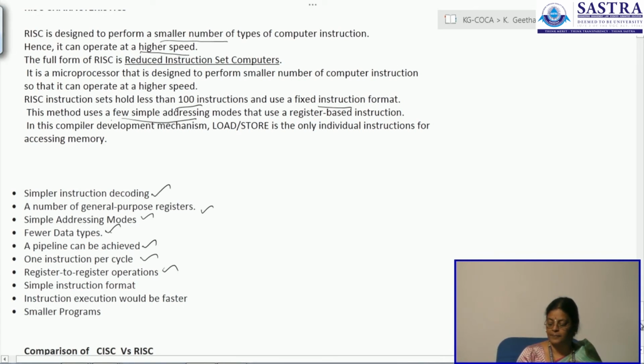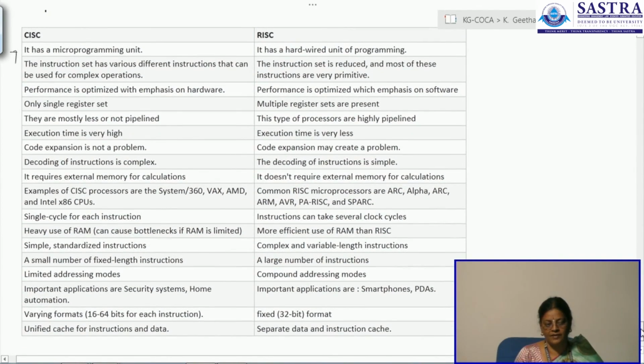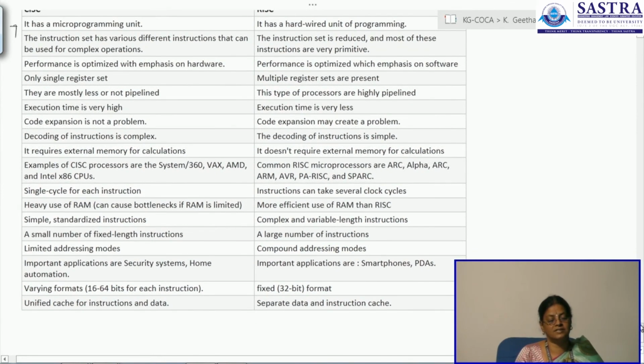Now we will compare the real requirements of CISC versus RISC. This has been tabulated. If you understand each column, that itself will be a highlight for the particular feature of the particular category. Now we will see one by one. Coming to the first point, CISC has a microprogram unit, whereas RISC has a hardwired unit. When we discussed control unit design, we discussed how the CPU could be organized in the hardwired unit and the microprogram unit.